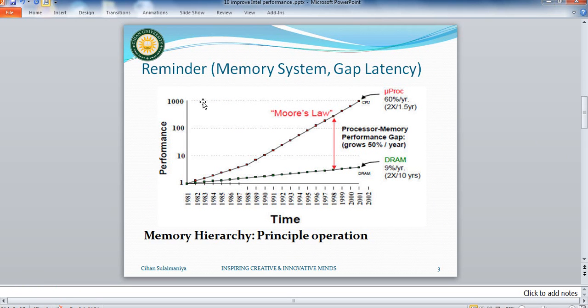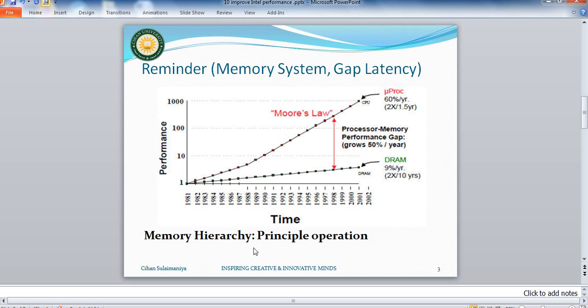Now, all of you remember Moore's law. Moore's law, if you remember, says that microprocessor speed increases twice every 1.5 years, and the RAM, ROM, hard disks, all these things, the size is going to increase twice almost every 10 years. So this is the principle of Moore's law, if you remember.